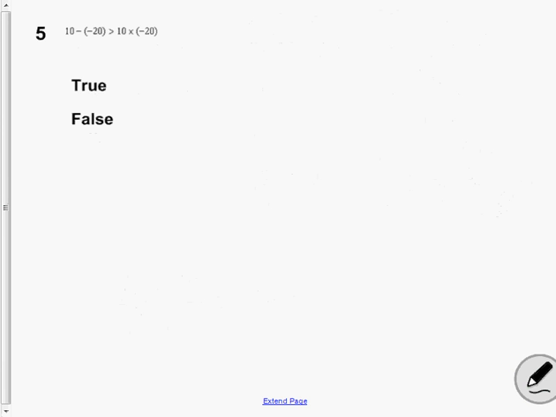The next question says 10 take away negative 20 is greater than 10 times negative 20. So let's just check this out. So 10 take away negative 20, the easiest way I can do this.